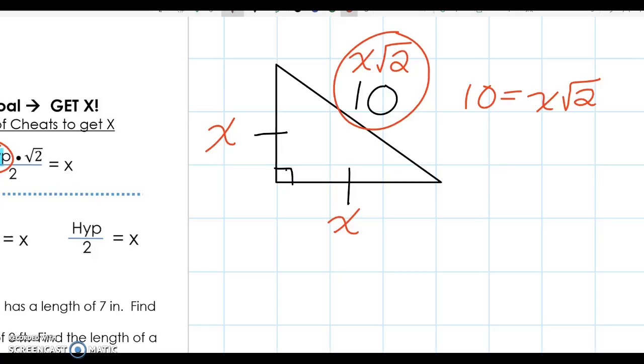You would divide both sides by square root of 2, and then you would try to rationalize your denominator, and that's the process that we went through in class. Now here's the cheat that you're going to use.